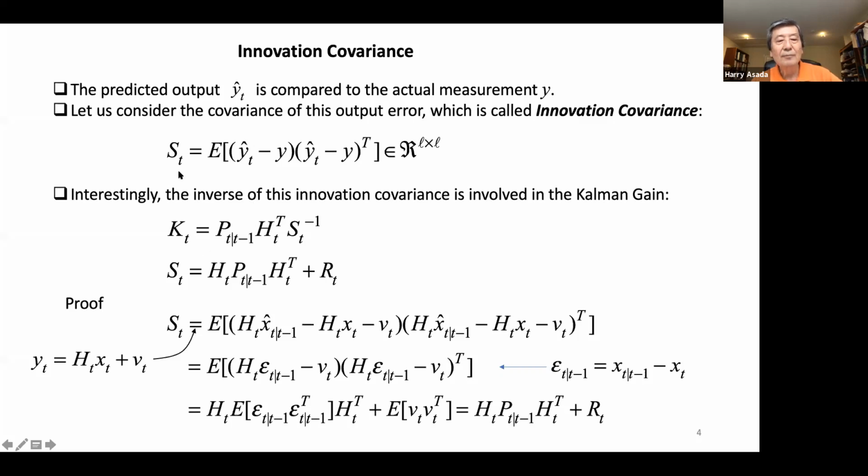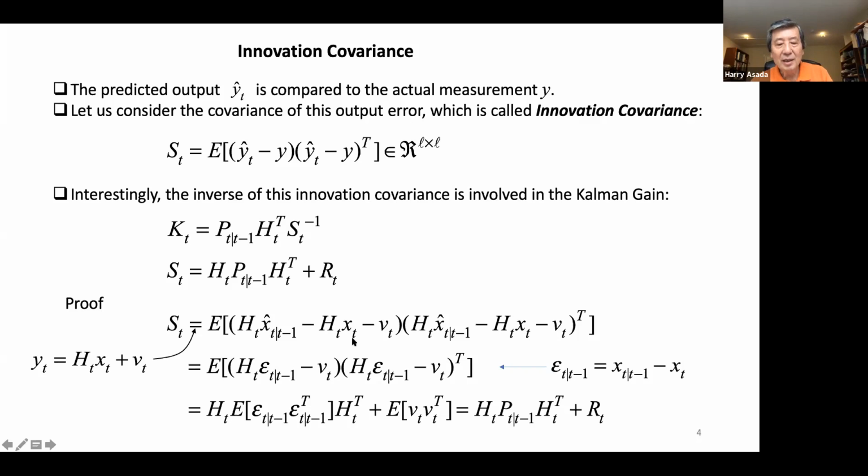St is given by this part, which is basically the Kalman gain's inverse part. So let's prove this expression. St, by definition, is given by this. Let's replace y by yt equals Ht xt plus vt. I put it in here. And then y hat is basically a prediction based on this a priori state, x hat t given t minus 1.